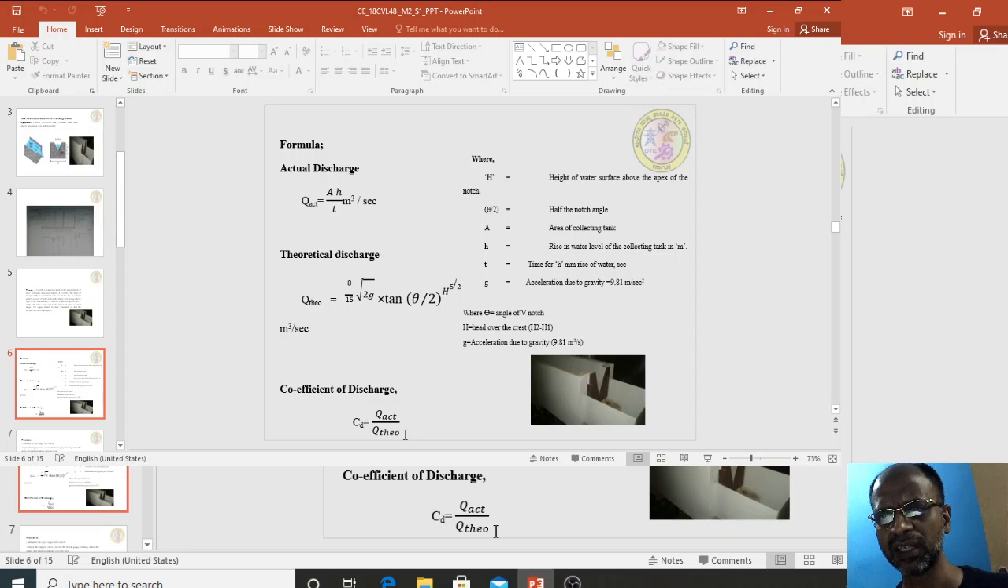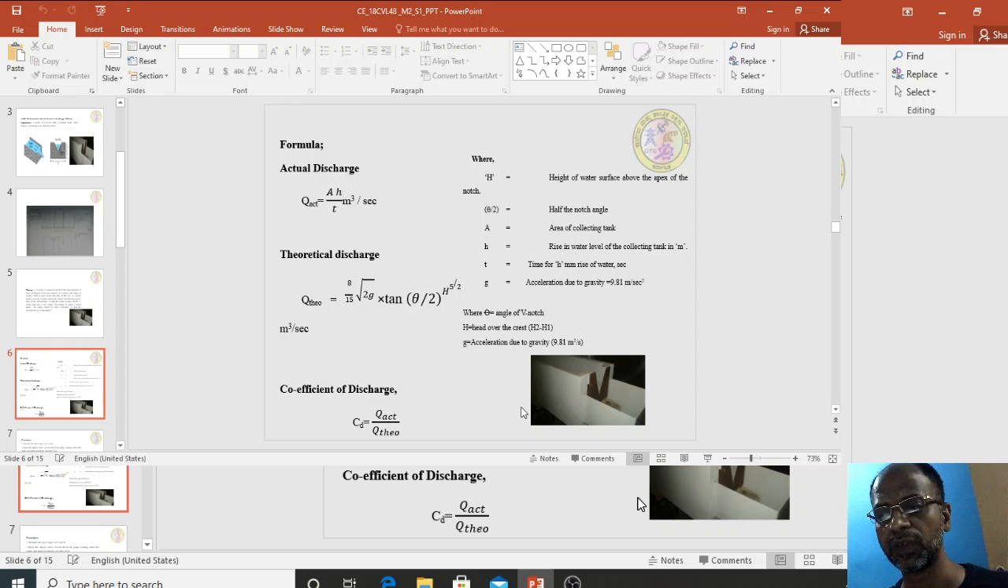As I said earlier, any measurement we take from the tank where actual water is collected is called the actual discharge. Anything we calculate by taking some data, like the angle between the two inclined surfaces, and using a theoretical approach is called the theoretical discharge. So we have to calculate the actual discharge and the theoretical discharge.